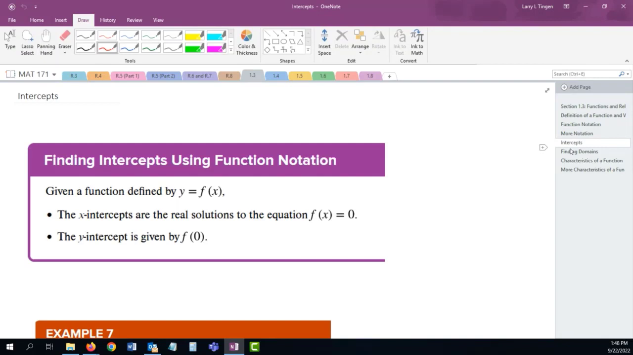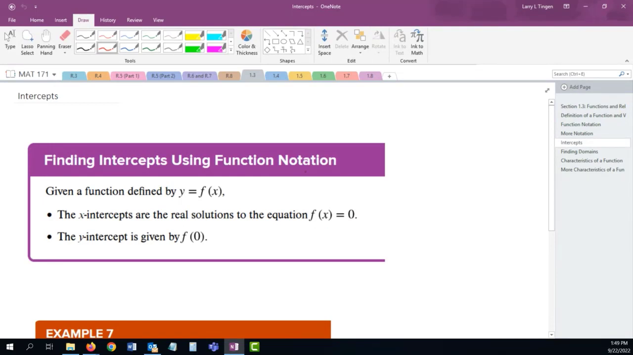How do I find these things? On a graph, it's super easy. In a function, if I don't have a graph with it, it's not that easy. So let's assume I have some function f of x. All the x-intercepts, I'm going to find by solving the equation f of x equals 0. I'm going to take the function, set it equal to 0, and solve for x.